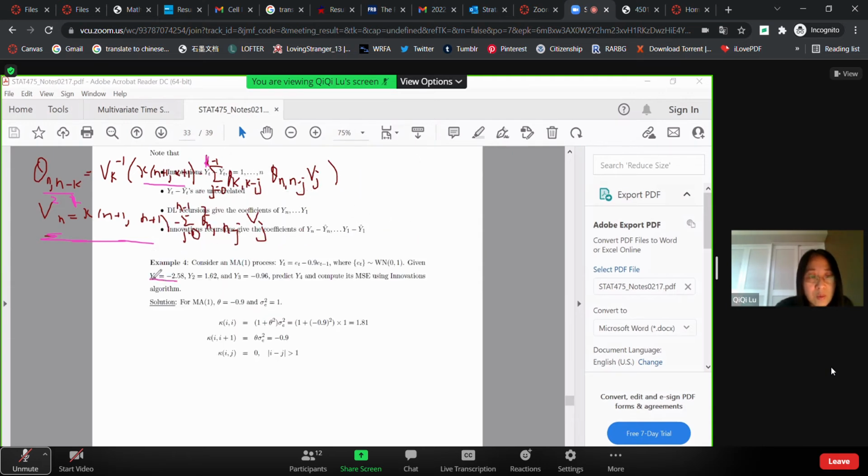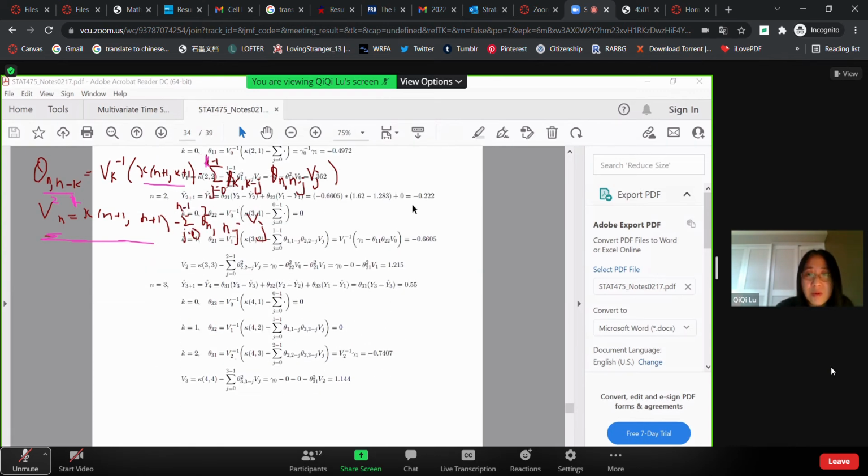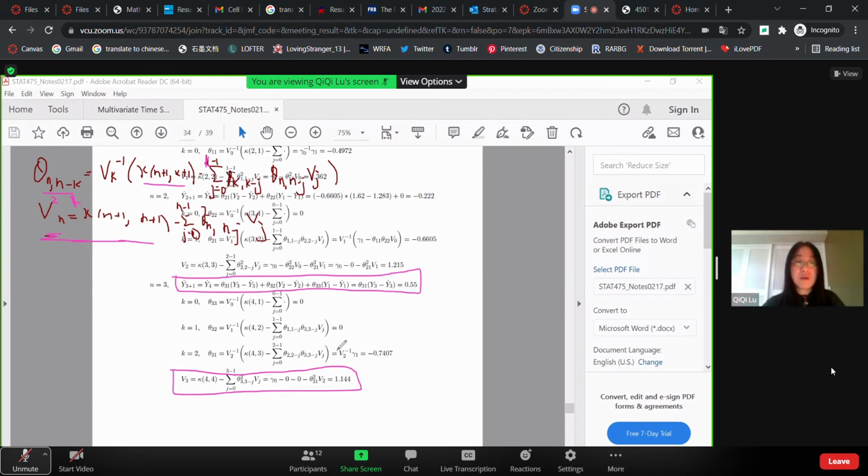So Y1, Y2, Y3, we have only 3 points here, and we want to find Y4, right? And its mean square error. So this is the mean square error, and this is the forecast. And you can see this is exactly the same as the result from the DL algorithm, right? Because it's a stationary time series, MA1. So if you use both algorithms, they give you exactly the same result. Question?